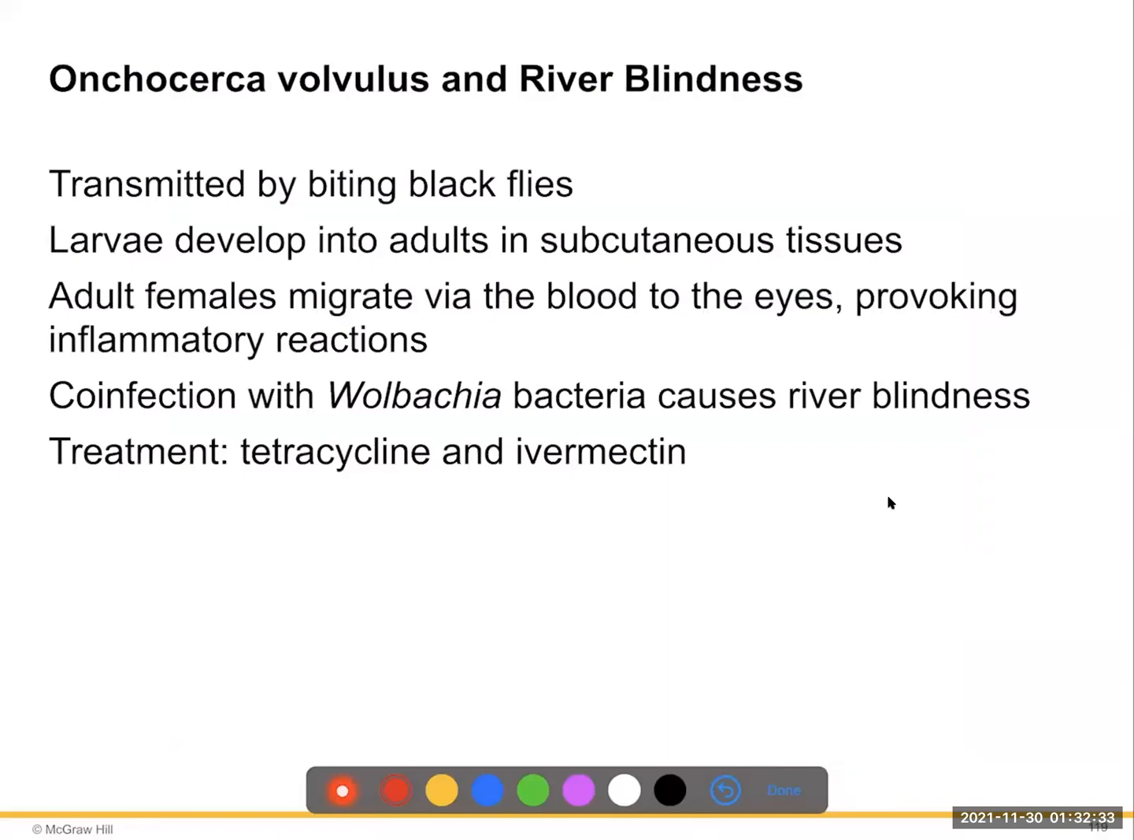Onchocerca volvulus, river blindness, transmitted by biting black flies. Larvae develop into adults in the subcutaneous tissue. The adult female migrates via the blood to the eyes, and it provokes an inflammatory reaction in the eyes. Co-infection with Wolbachia bacteria causes river blindness. It causes infection in the eyes and causes blindness. Treatments are tetracycline and ivermectin.